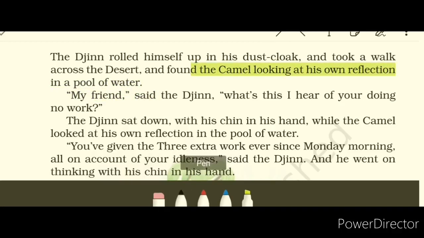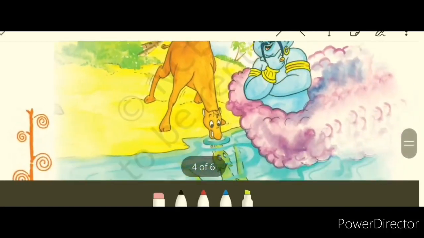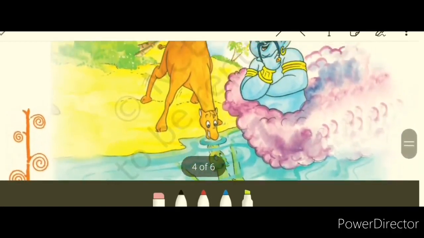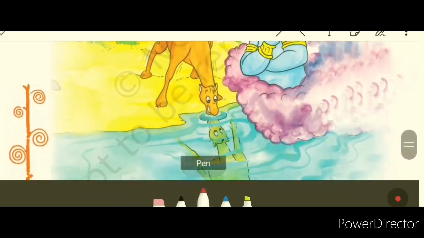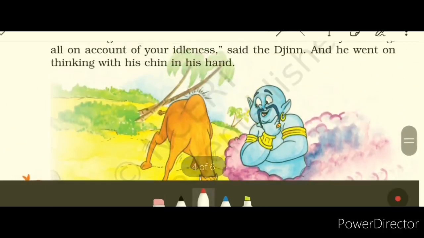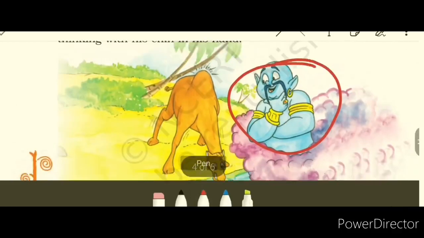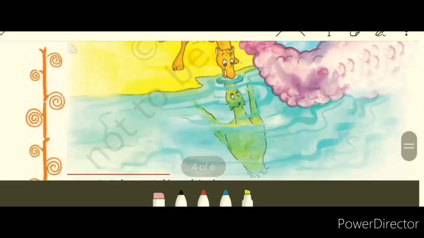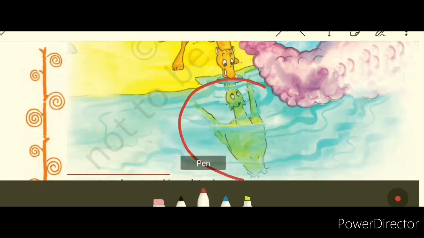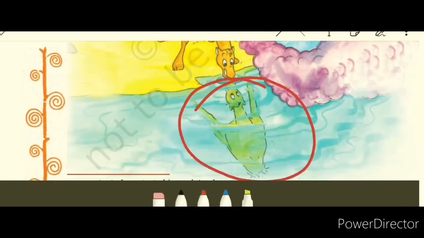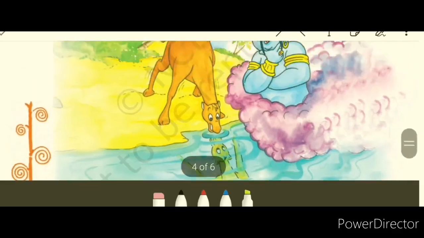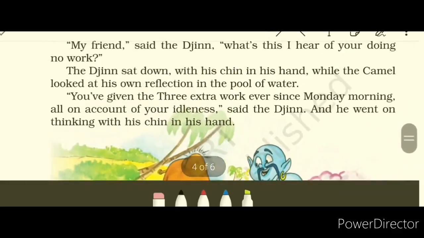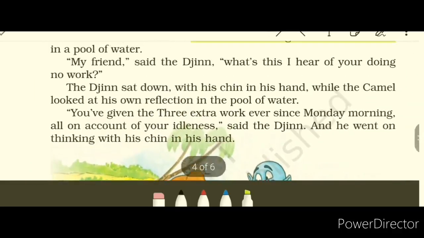If you closely observe the picture on page 4, the camel was nearby a pool of water. He was drinking water. Not the jinn, the camel, beg your pardon. And then here's the jinn, isn't it? So the camel seemed to be admiring himself. Where is the reflection of the camel? This is the reflection, isn't it? Your virtual image on a plain surface or a clean surface that is capable of reflecting light.